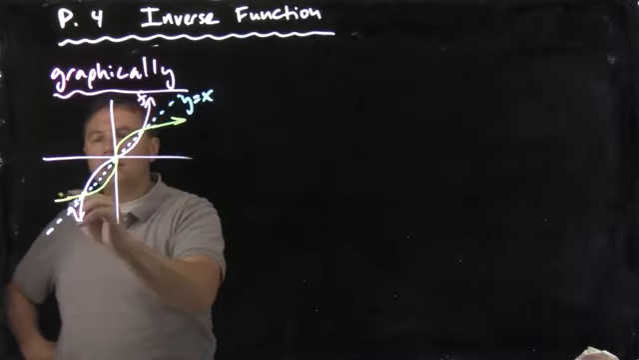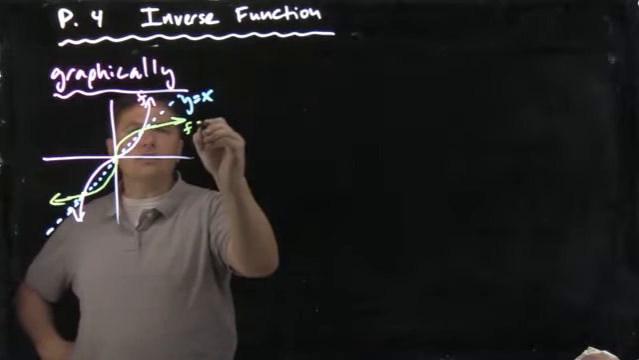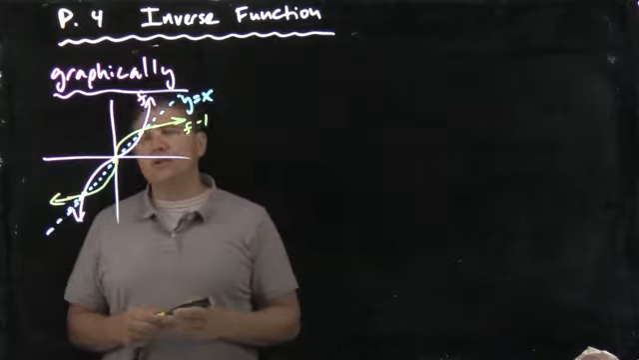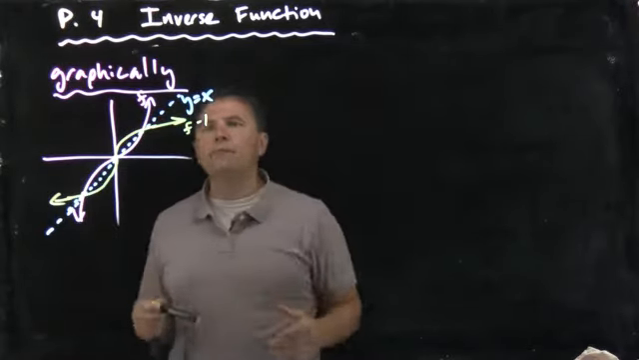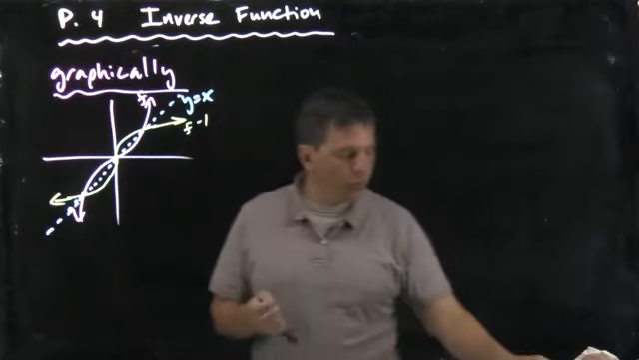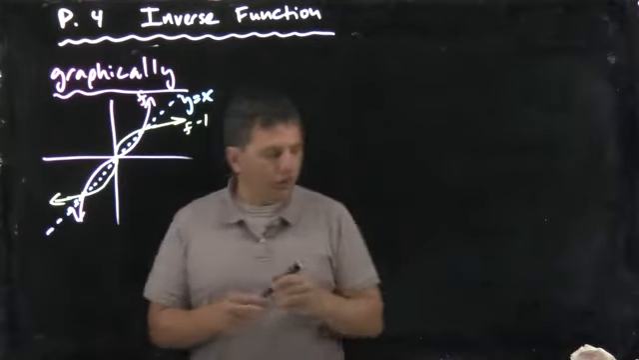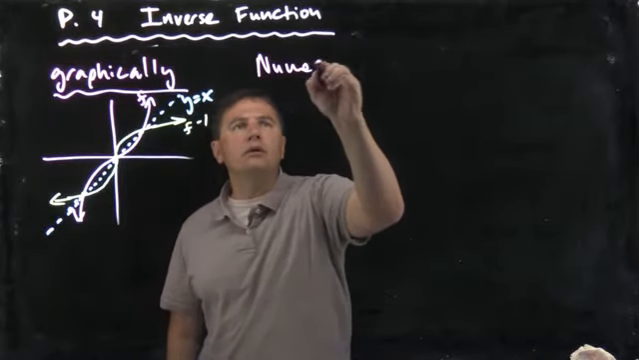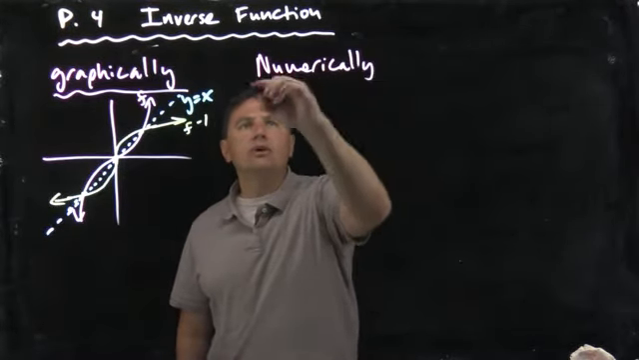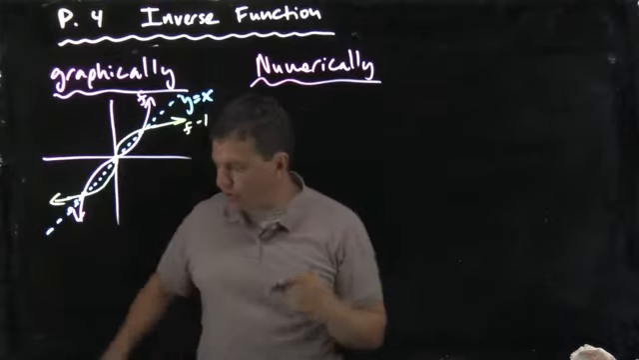Okay, not bad. So that would be our inverse function. If you do get confused, you can look at the values and just flip the x and y, and that's what's happening graphically. So what does that mean if we're looking at this thing numerically? So numerically, or using a table, let's just take a function numerically.